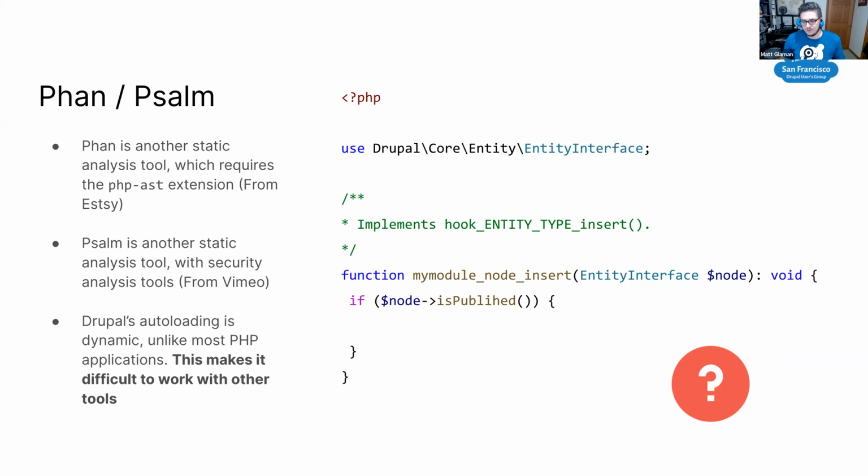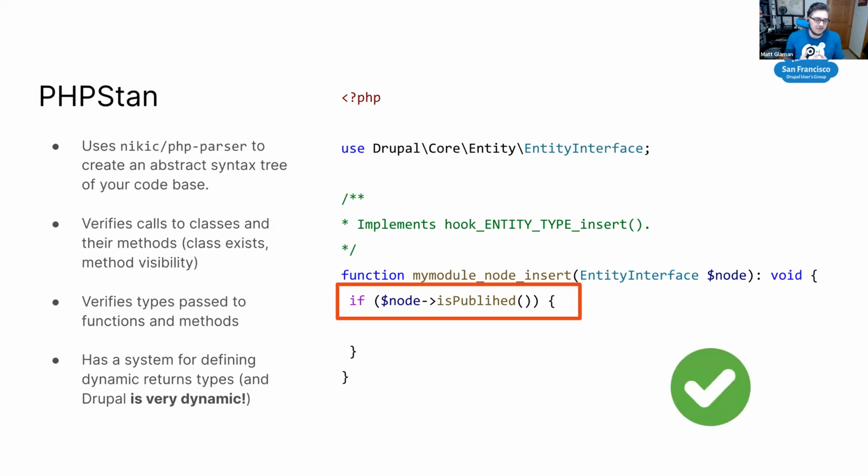These don't work out of the box with Drupal because Drupal has a dynamic autoloading system, right? We can turn on and turn off modules, which means that we have dynamic namespaces. So this is what can make it difficult to have static analysis tools work with Drupal because it doesn't know how to necessarily read everything. And that can be a complication because it doesn't know how to load the classes correctly. And that's where we have PHPStan.